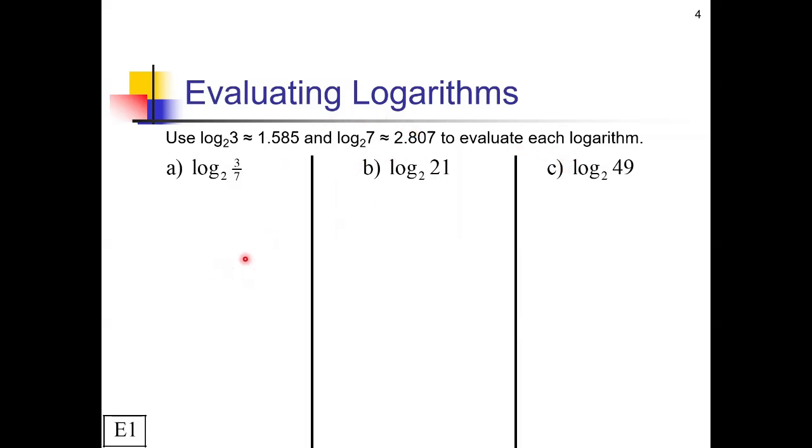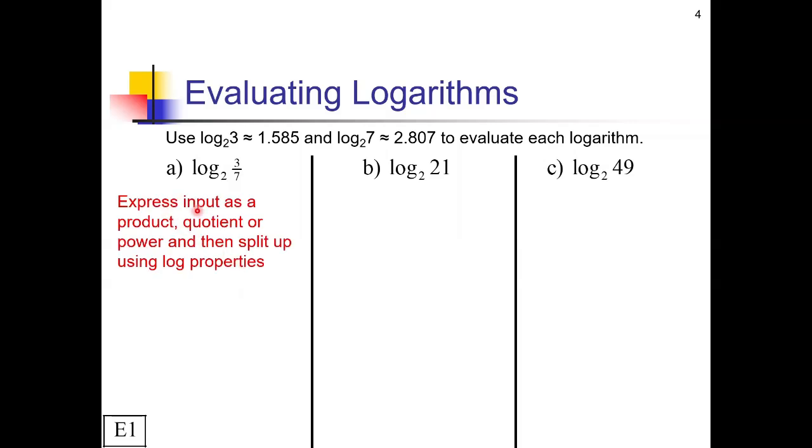The trick on all of these is to try to express your input as a product, a quotient, or a power, and then split it up using your various log properties. Then you can use these predefined values to kind of finish the problem on a calculator. So with that in mind, see how many of these you can find using those log properties.